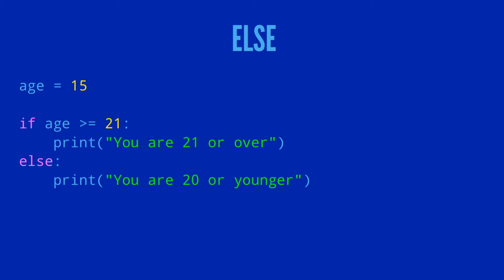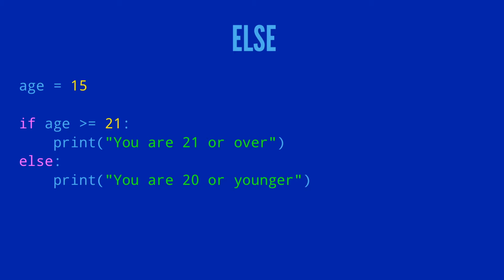So another example, we'll go back to this age one. So set a variable called age to equal 15. If the age is greater than or equal to 21, so 15 is greater than or equal to 21, that is a false statement. So it's not going to print the message you are 21 or over, and instead it's only going to run the code that is contained within the else block. So it's going to print out the message you are 20 or younger.